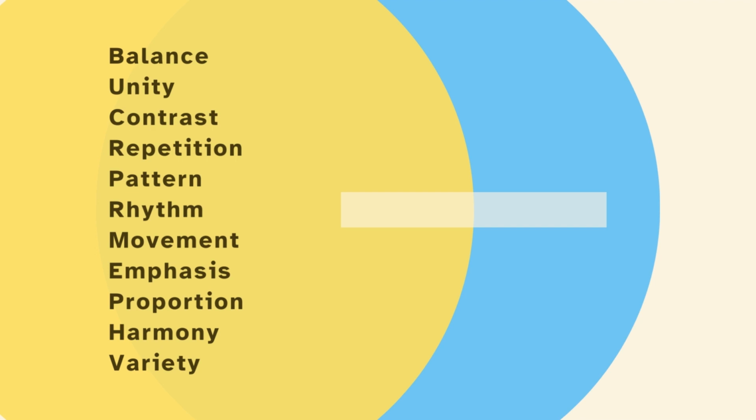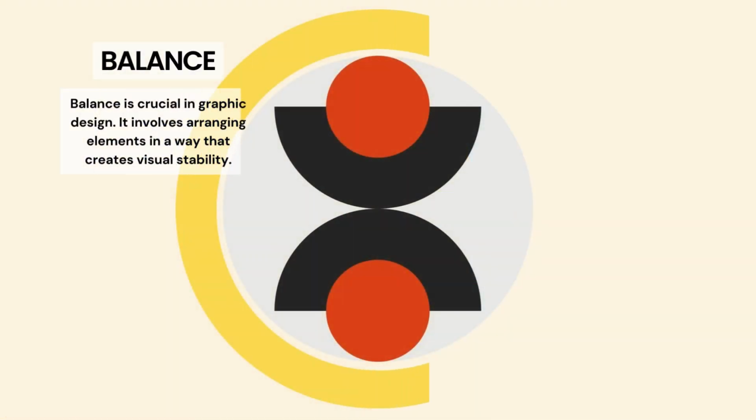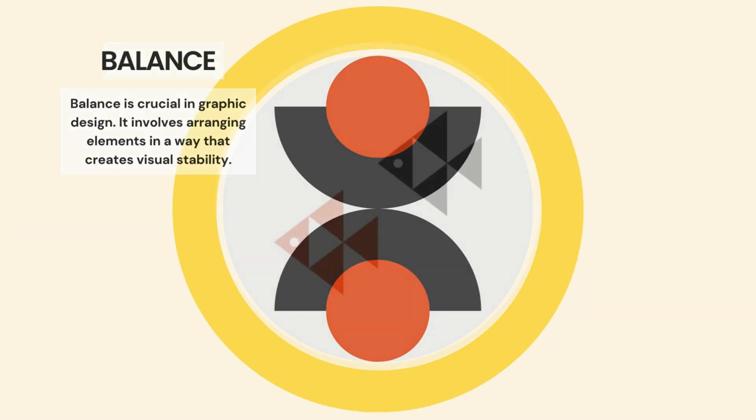First one is balance. Every element that is placed on a page has visual weight. Form, size, color, and texture are just a few examples. A certain scale is required for the elements in a design in order for it to feel balanced or stable. Asymmetrical designs with movement can be visually captivating when balance is achieved.